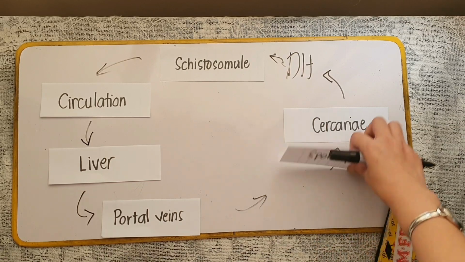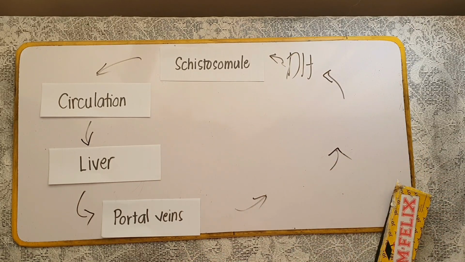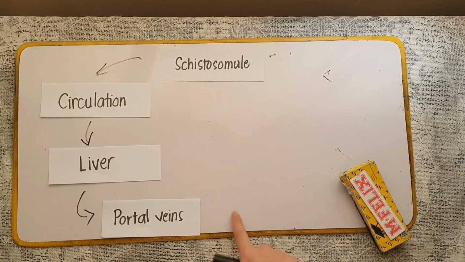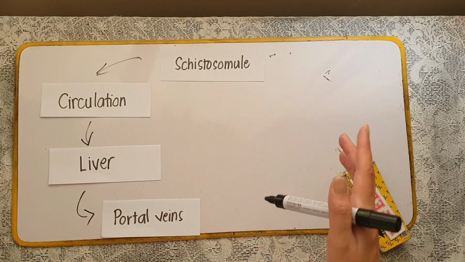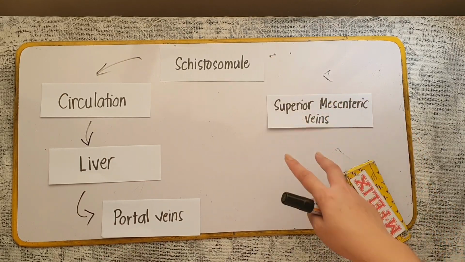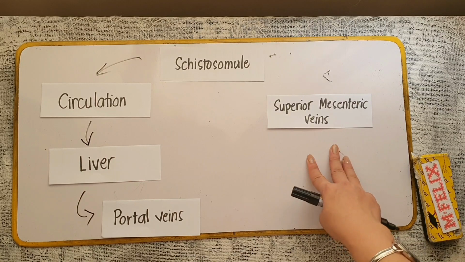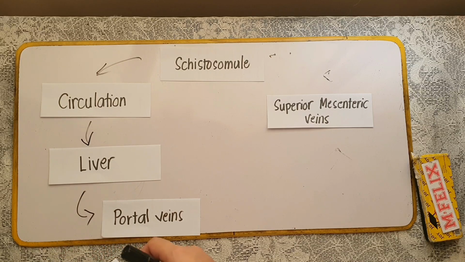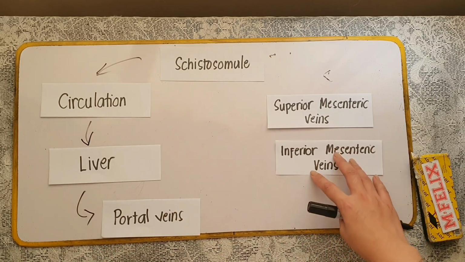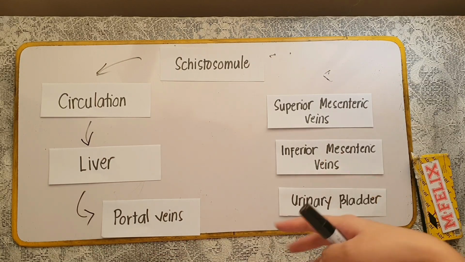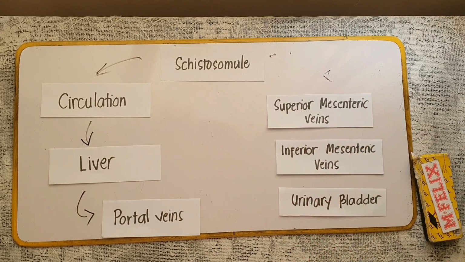Take note class that part of their life cycle is to undergo maturation into adult forms in the portal veins of the liver. They need to mature in the portal veins of our liver. Once fully developed, they will migrate to their designated habitats. In the case of Schistosoma japonicum, their usual habitat is the superior mesenteric veins of the intestine. Whereas your Schistosoma mansoni parasitizes the inferior mesenteric veins or the rectum. And then your Schistosoma haematobium parasitizes the veins of the urinary bladder.